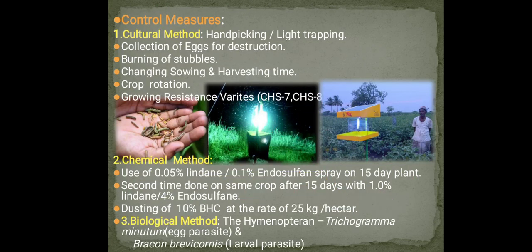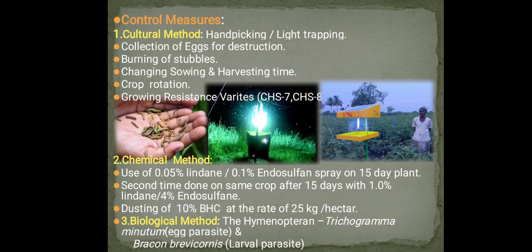Then the control measures of this borer. The cultural methods are hand picking and light trapping, collection of eggs for destruction, burning of stubbles, changing sowing and harvesting time, crop rotation and growing resistant varieties.